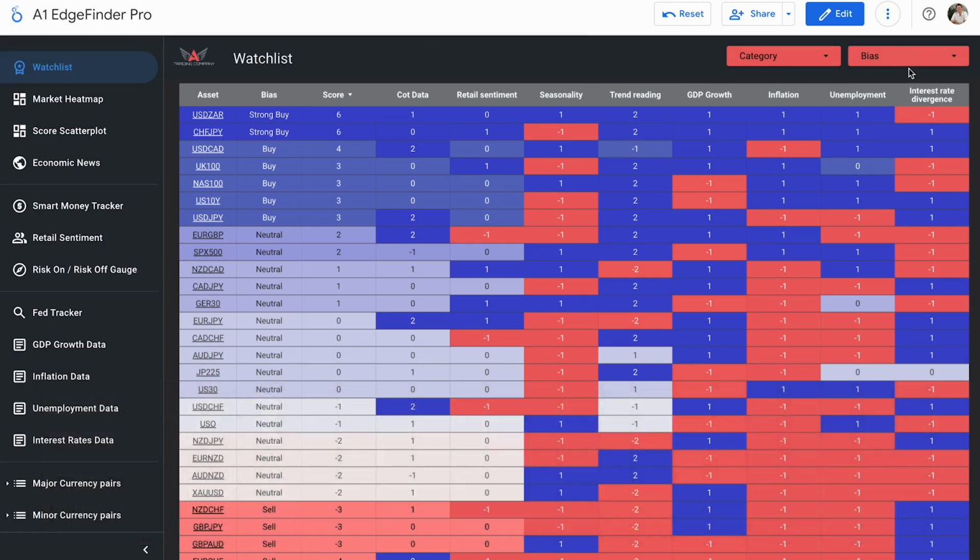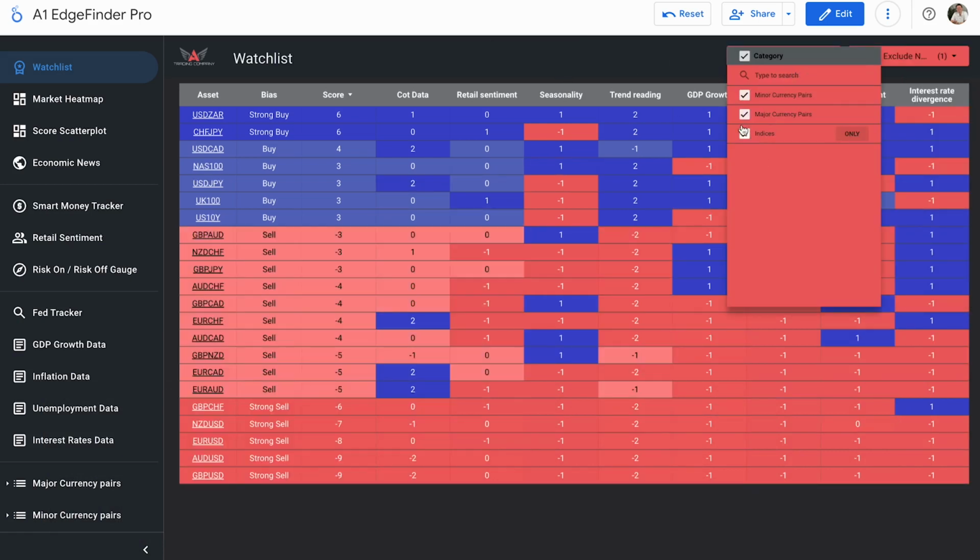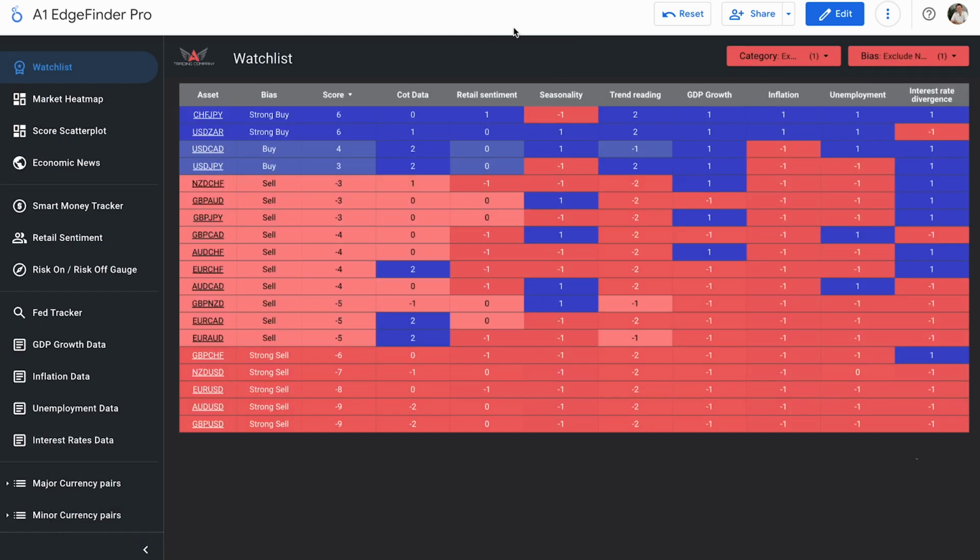But here we are in the watch list. I'm going to remove the neutral biases, and I'm also going to remove our indices, and it doesn't look like we have any commodities that are buys or sells, so just the indices to leave us with our currency pairs.